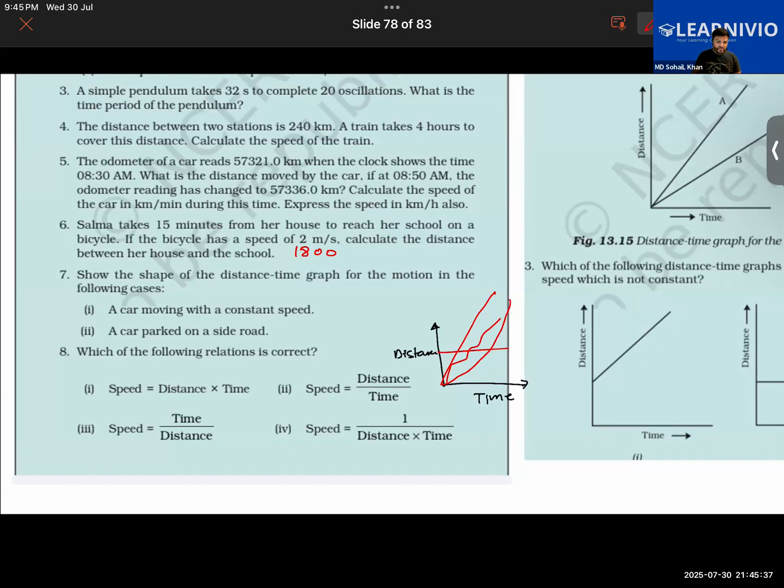If a car is moving with a constant speed, how is the slope going to look? Is it going to be a straight line? Is it going to be a curved line like this? Is it going to be a parallel line like this? That's the question. Constant means fixed. Here the car is moving with a fixed speed. It is not changing.